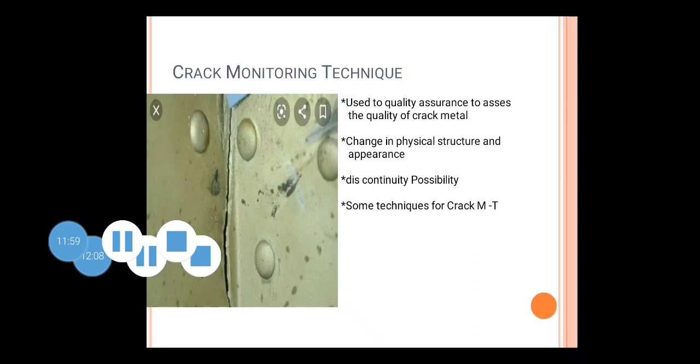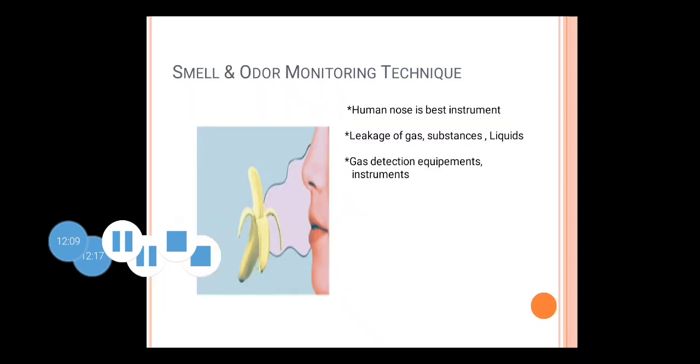See in the picture, you will understand how a crack may exist because of so many reasons, like pressure due to lack of load on the metallic component. So crack may exist. Smell and odor monitoring method.